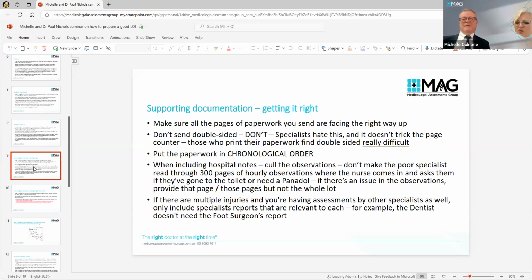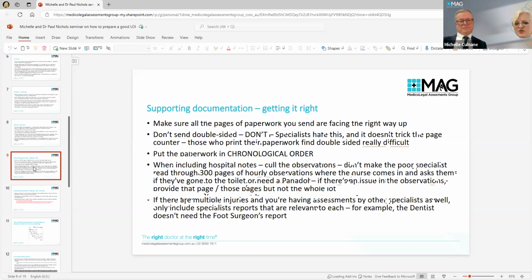Now, this is a big bugbear. All the doctors tell me this one. Oh, my goodness. It's a pain in the neck. Really. So make sure all of the pages that you supply in your PDF document or however you supply it, make sure all the pages are facing the right way up. If you scan documents, scan them straight, not crooked. Don't send double-sided paperwork if you're sending hard copy paperwork. I have not met one specialist who likes double-sided paper. It is an absolute pain. It also doesn't trick the page counter on any of the apps that count pages to record reading time. So just don't do it.